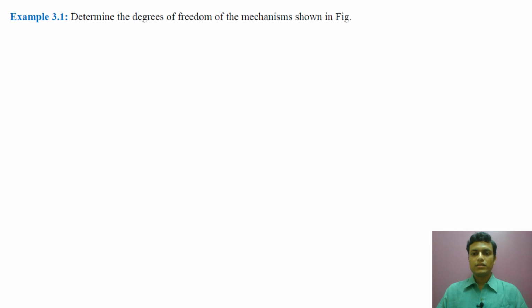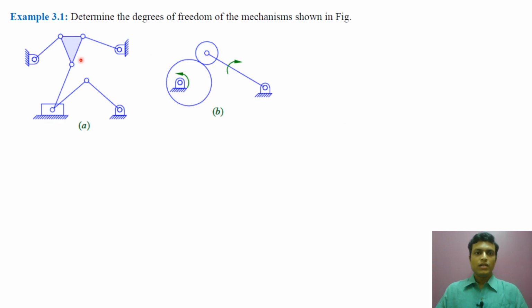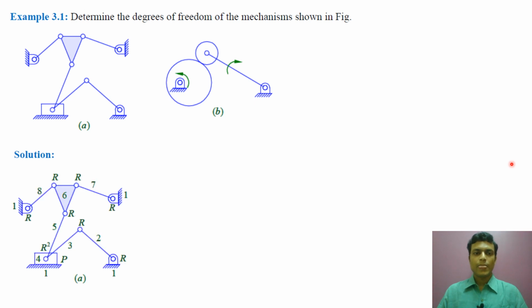So let us solve one numerical problem on degrees of freedom. Two figures are shown, figure 1 and figure 2. Two mechanisms are shown. Determine the degrees of freedom of these mechanisms. So let us start with mechanism 1. What is the degrees of freedom?